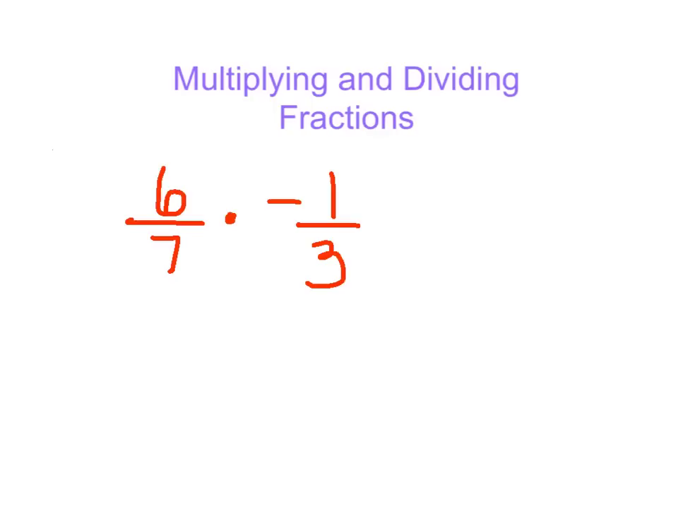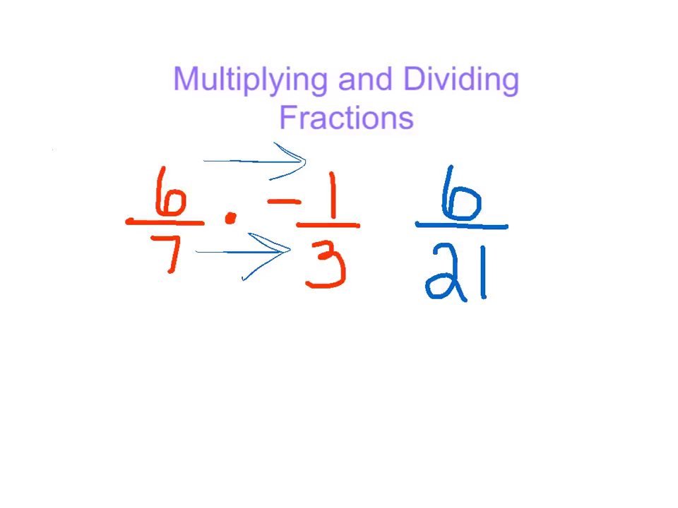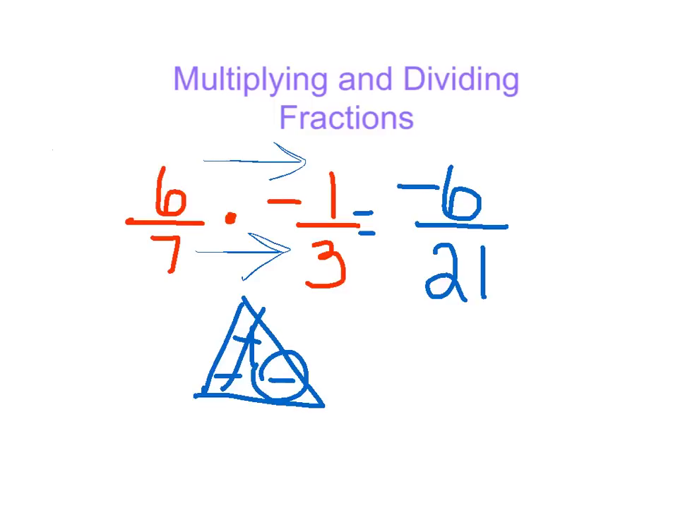Now, multiplication's very simple. All we have to do is multiply straight across. So what would that look like? Well, 6 times 1 is 6, and 7 times 3 is 21. I then have to go back and look at my positives and negatives. Positive times a negative. Don't forget your integer triangles. If I have a positive times a negative, the answer is a negative. So I see that it's negative 6/21.